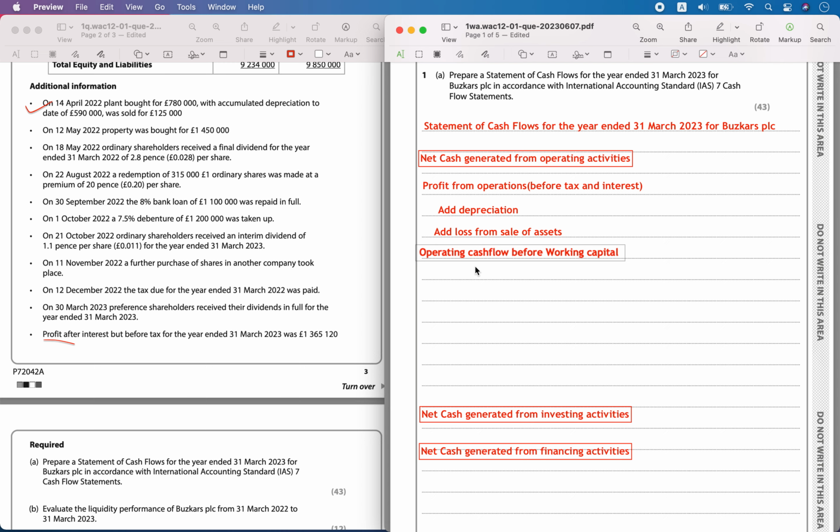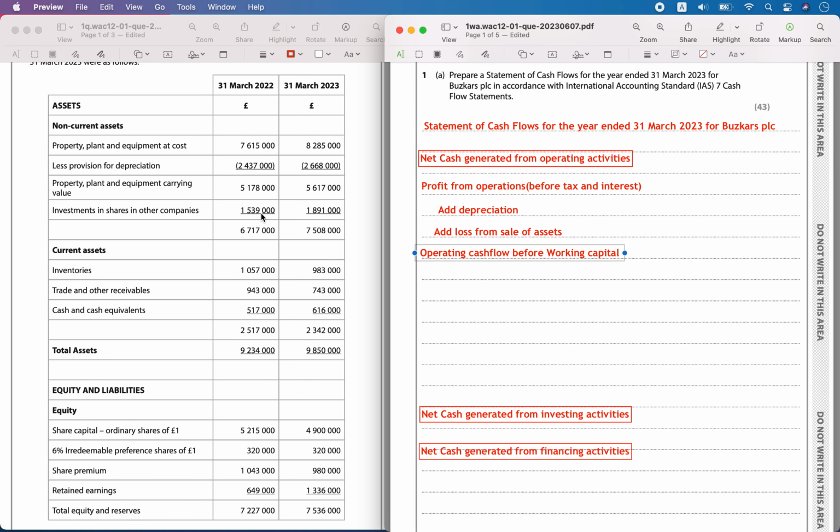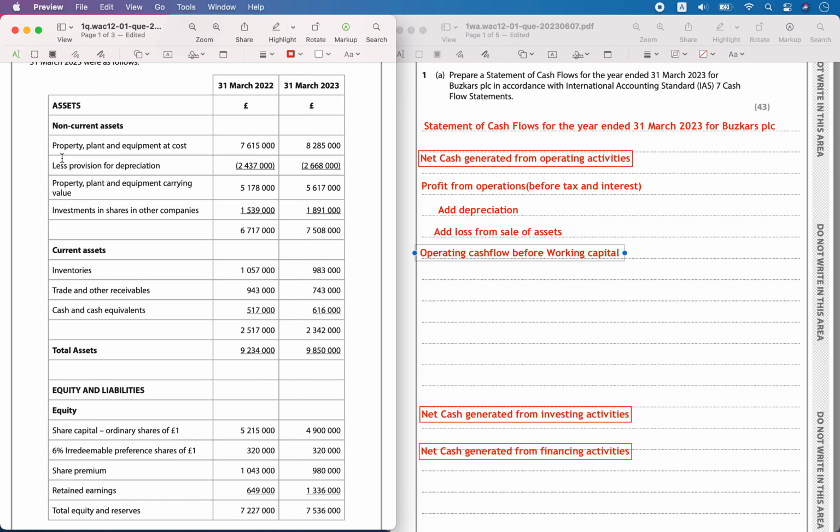Then for those working capital changes, we have to do some adjustment. The working capital items are current assets and current liabilities, and they would involve actual cash transactions. So after getting the cash from the operations, from the profit from operations, you will adjust for any working capital changes. So what do we mean by adjusting for the working capital changes? Let's mark it here.